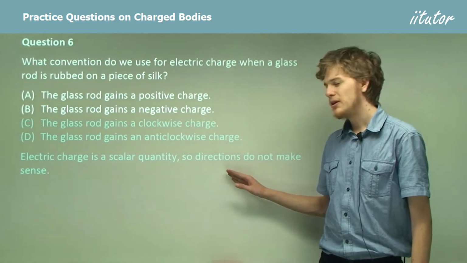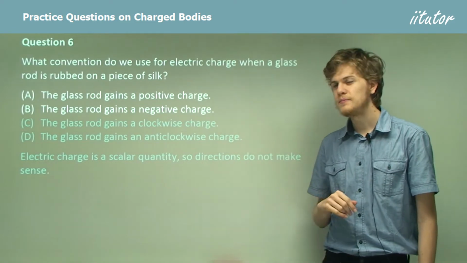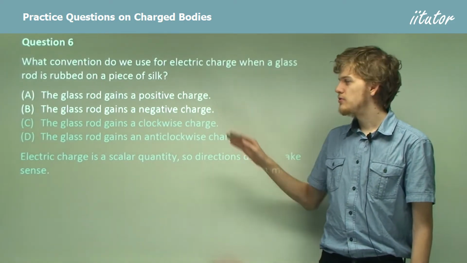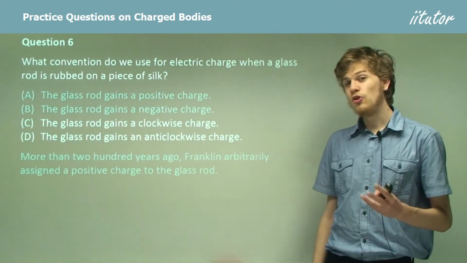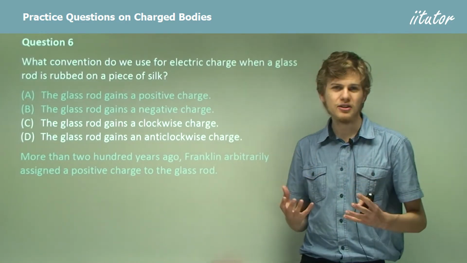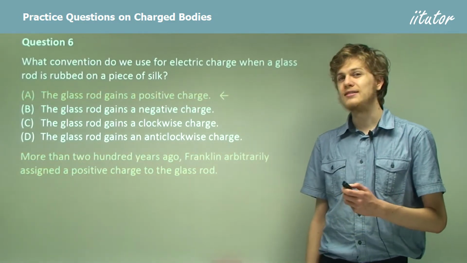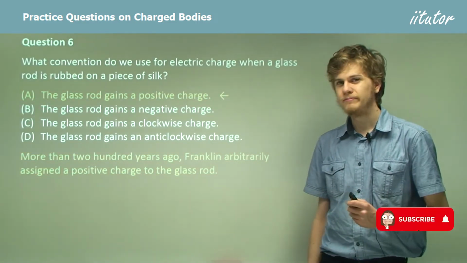So this means that directions don't make sense. We can't say that the charge is clockwise or anti-clockwise. Our options then are a positive charge or a negative charge. Now of these two, Benjamin Franklin was the one who arbitrarily decided which was right. The one that he picked was saying that the glass rod gains a positive charge.